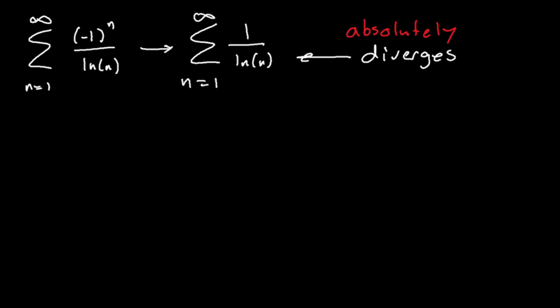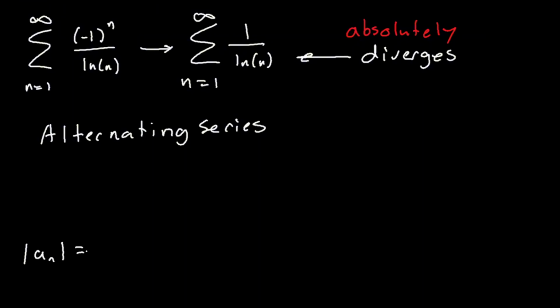Okay, let's go ahead and do the alternating series test to determine whether or not this series conditionally converges now, right? So if you absolutely diverge, that doesn't necessarily mean you don't conditionally converge. All right, so we have to test for conditional convergence if we get absolute divergence. So alternating series test, right? Let's say that the absolute value of a_n is equal to b_n, which is simply equal to 1 over the natural logarithm of n.